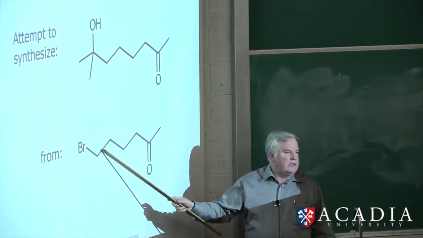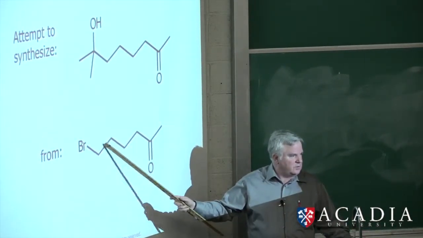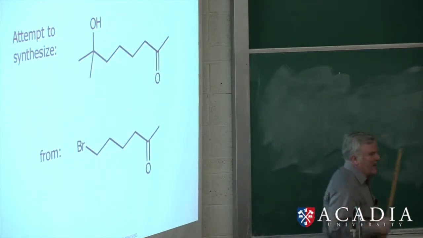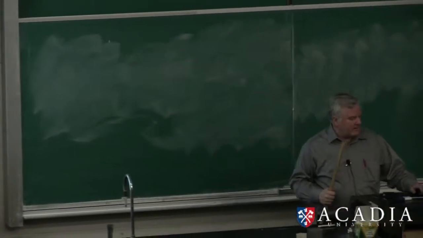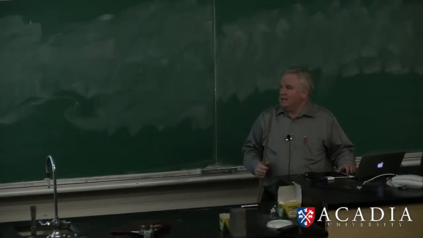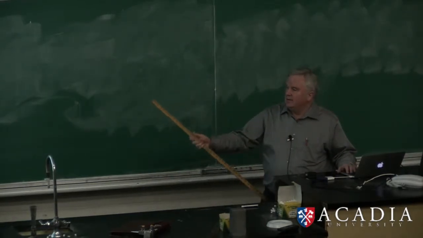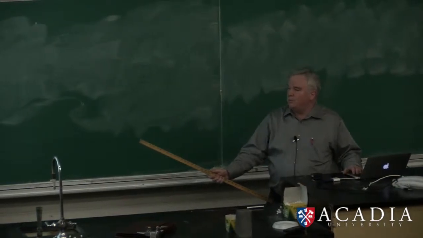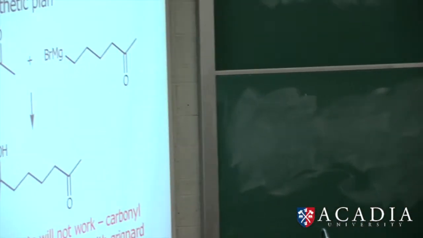However, the first thing that should strike you is, oh, Grignard reactions really love to react with carbonyl groups. I have a carbonyl group on this carbon. I can't do that. I can't make a Grignard reaction from this molecule. Okay? So if that was our synthetic plan, this route will not work. Carbonyl group is incompatible with a Grignard.